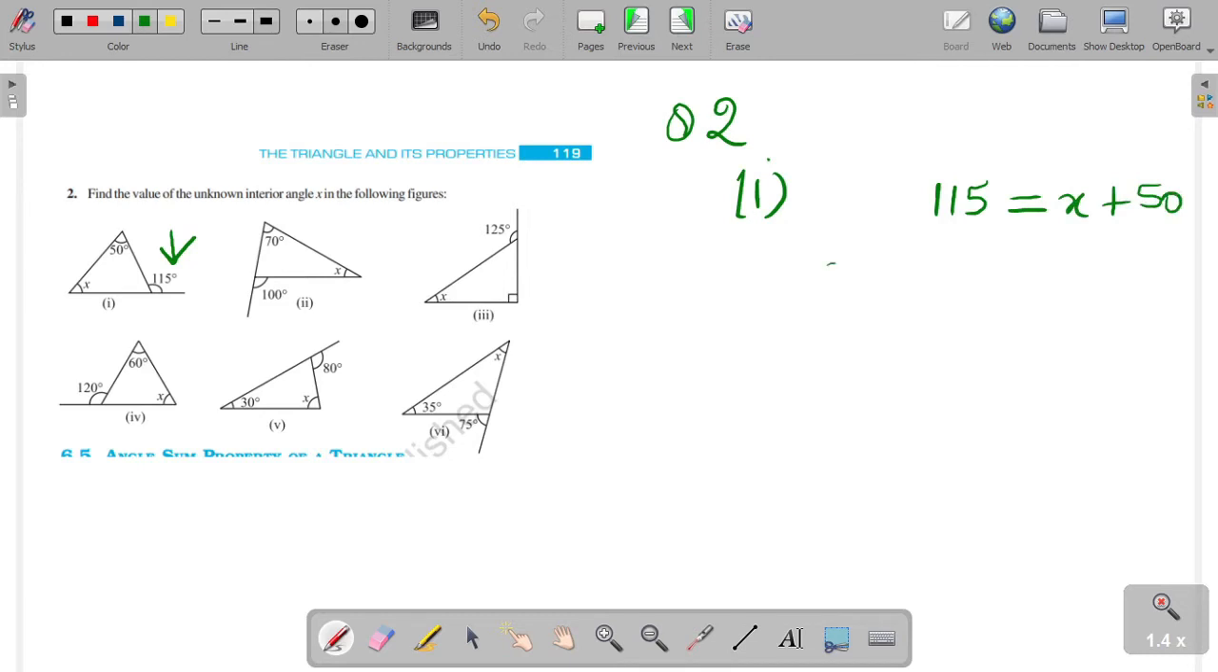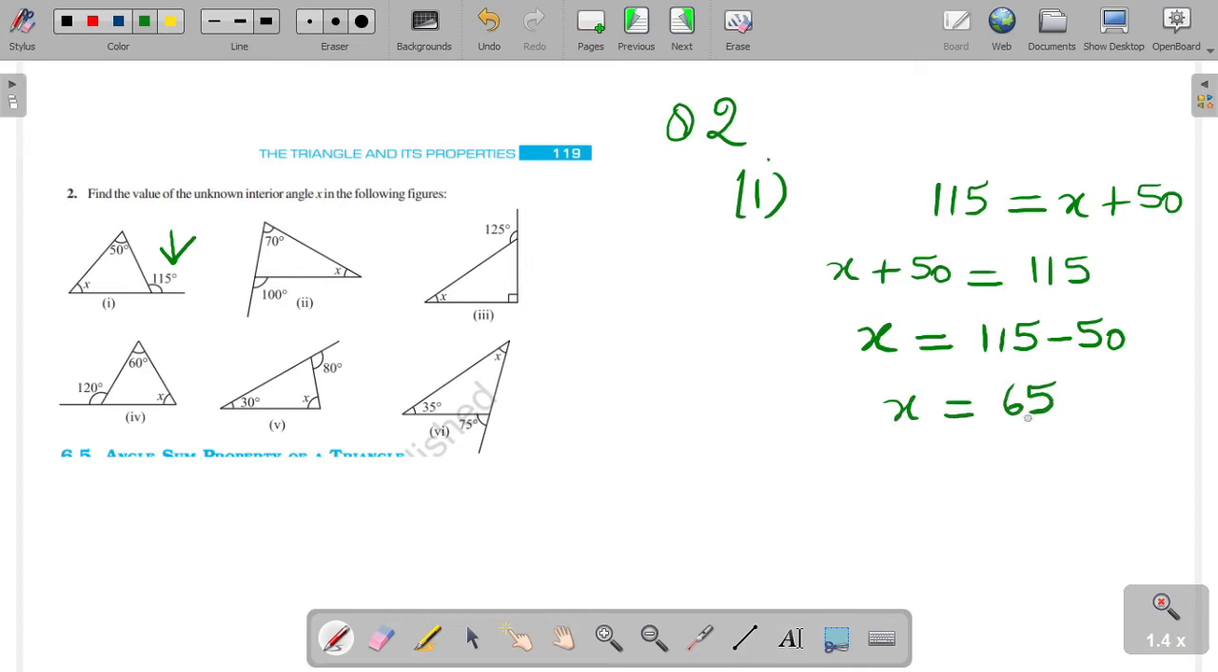If we write it in reverse, we can also write it as x plus 50 is equal to 115, or x is equal to 115 minus 50. X is equal to 65.